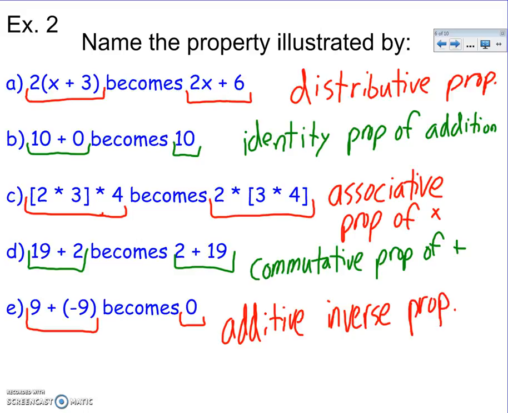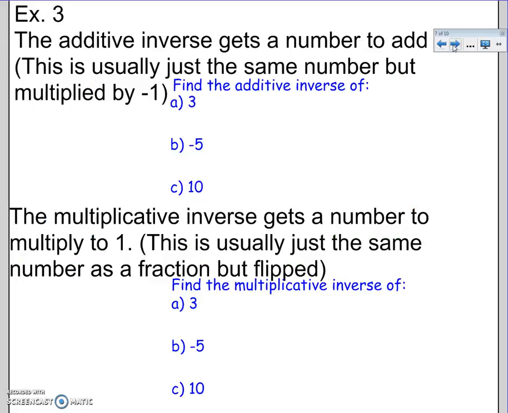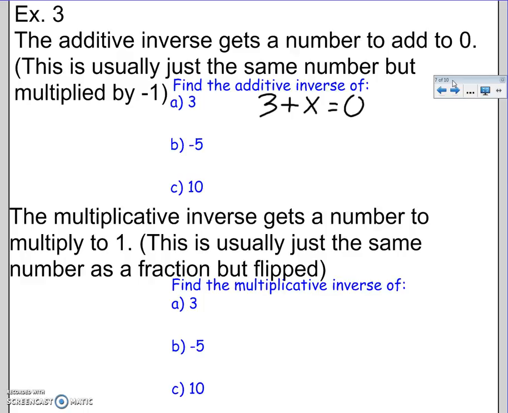All right, example 3. I just gave y'all a brief overview. The additive inverse gets a number to add to 0. This is usually just the same number but multiplied by negative 1. So when I say additive inverse, I'm expecting 3 plus some number x to get me to 0. Well, if you do algebra, you subtract 3 from both sides. x equals -3. So I know 3 and -3 are additive inverses. 3 plus -3 equals 0.